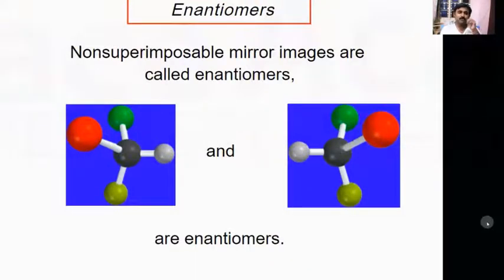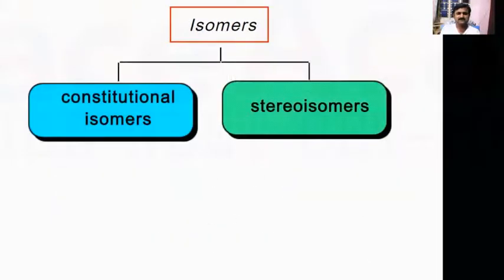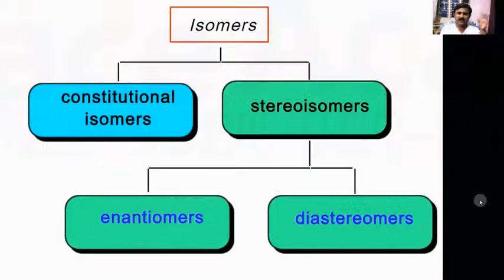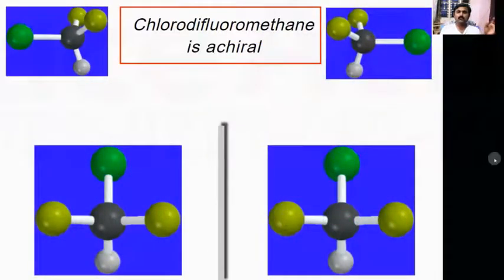Enantiomers. Now what are enantiomers? Non-superimposable mirror images are called enantiomers. And these two we can call enantiomers. Now let us see stereoisomers and constitutional isomers. In stereoisomers classification, one type is called enantiomers, another type is called diastereomers.